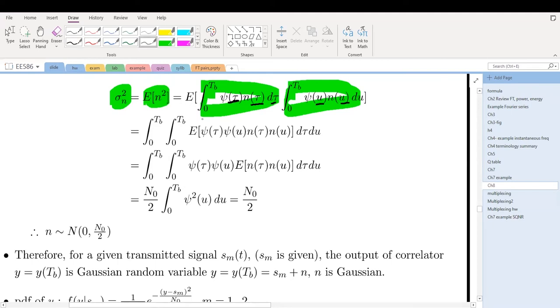I take this double integral out. The expectation takes in psi(tau), psi(u), n(tau), n(u). This is a double integral here. Again, the expectation is with respect to these random variables here.